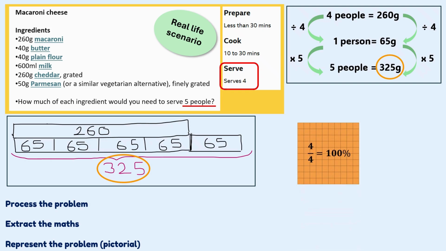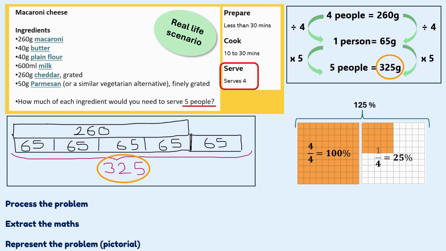One more way we could think of it is that for 4 people, that's 100% of the recipe. And then if we need 1 more person, that's an extra 1 out of 4 people, which is an extra 25%. So we could think of it as we need 125% of the original recipe. So if we know that we need 125% of the original recipe, we could convert it into a decimal. So 125% as a decimal is 1.25.